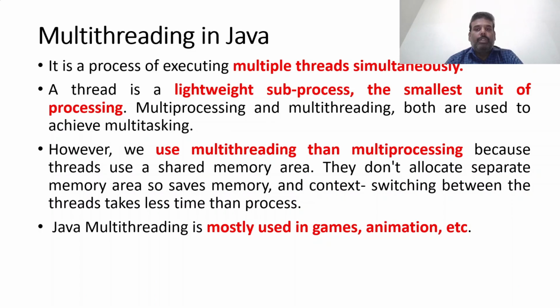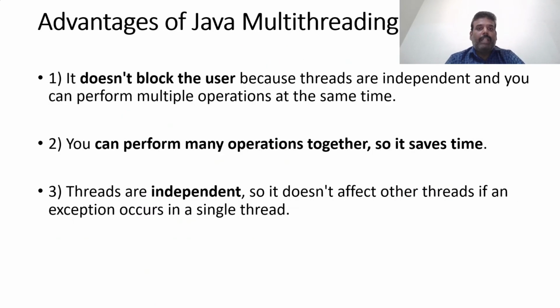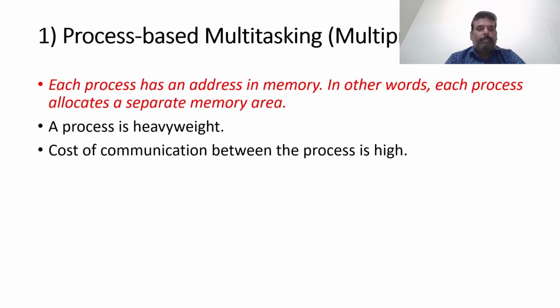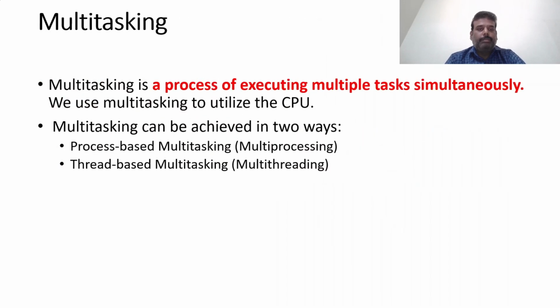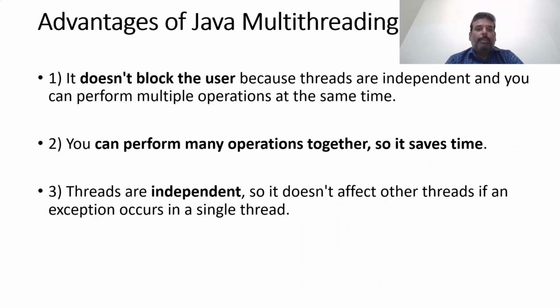Multiprocessing and multi-threading both are used to achieve multitasking. However, we use multi-threading rather than multiprocessing. Multiprocessing is different and multitasking is different. Java multi-threading is mostly used in games, animations, etc. So the advantages of multi-threading: it does not block the user because threads are independent and you can perform multiple operations at the same time. So you can perform many operations together.